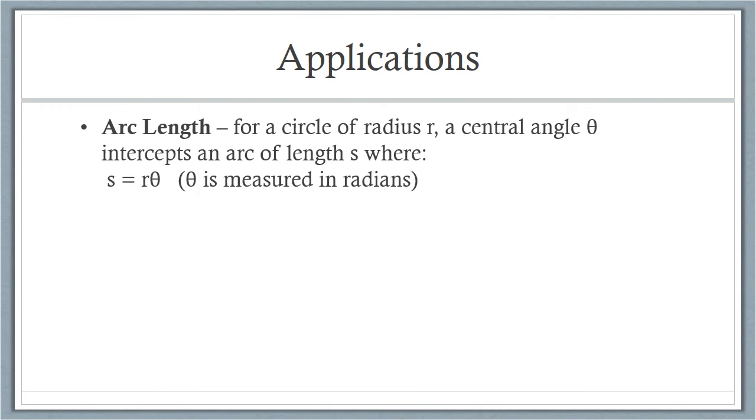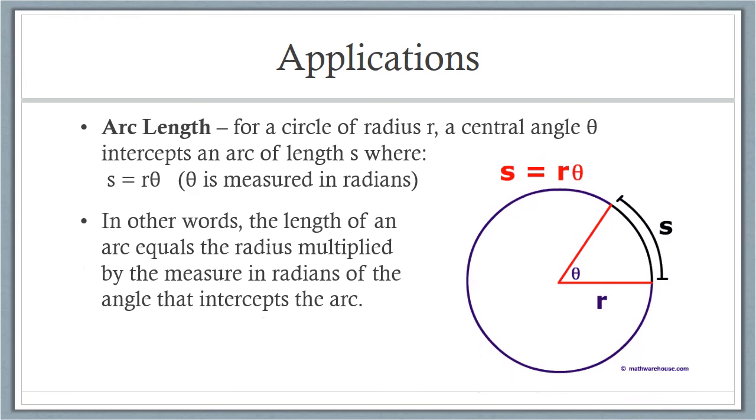Okay, a few applications. Arc length for a circle of radius r. A central angle theta intercepts an arc of length s, where s equals r theta. In other words, the arc length is the radius times theta. However, the angle must be expressed in radians. So in other words, the length of an arc equals the radius multiplied by the measure in radians of the angle that connects with that arc.